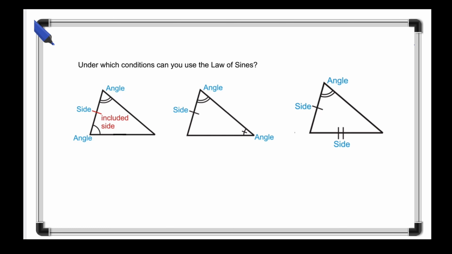Now, it's important to understand under which conditions you can use the law of sines. So what you would have here is you could have either ASA, so angle, side, angle, AAS, or you can have SSA.